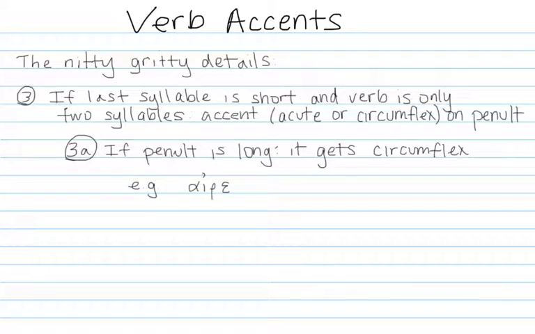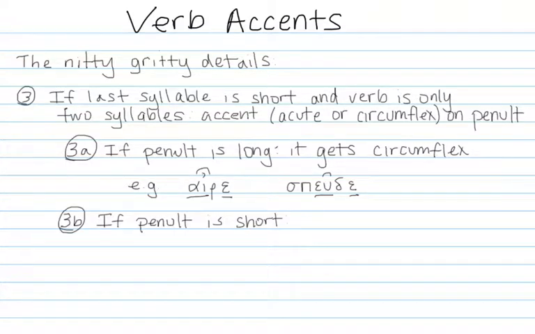So in our sample command aire, we get last syllable short. We only have 2 syllables, so we can't go to the antepenult. We have to go to the penult. The penult is long, so it gets a circumflex. Aire. Same with speude. Last syllable short. There is no third to last syllable. Accent goes on the second to last syllable. It's long, circumflex, speude.